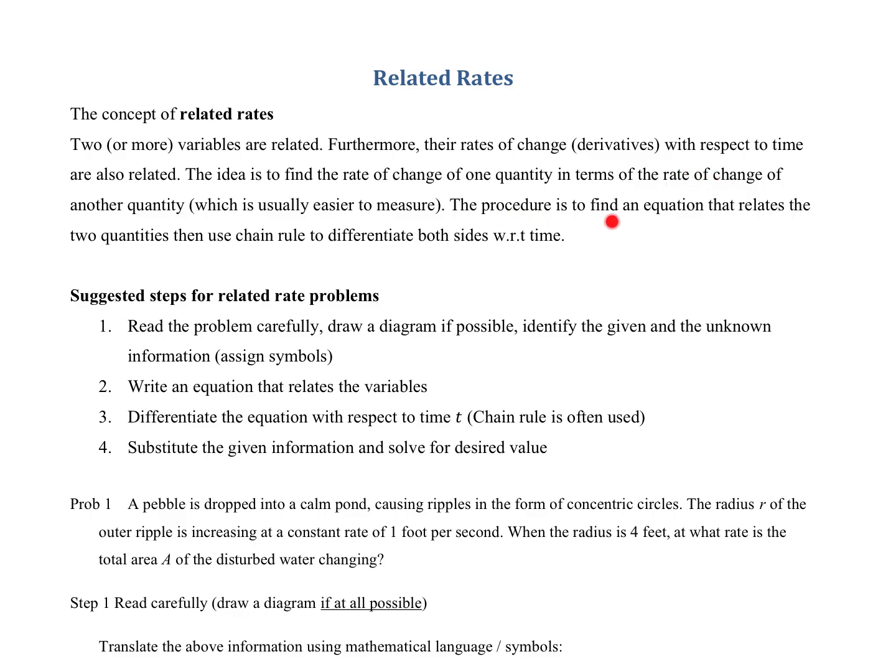The procedure is to find an equation that relates two quantities, then use the chain rule to differentiate both sides with respect to time. And we'll see a few examples.